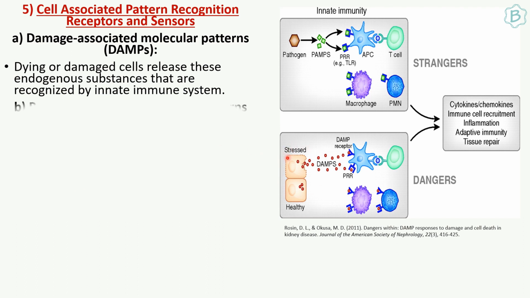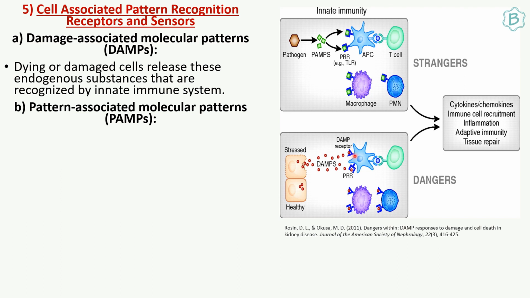They are only produced by the stress cells. They are not produced by any healthy cells. So the cell would go under stress if it is dying or if it has been damaged in some way. So these stress cells will release DAMPs. The DAMPs will then bind to a specific DAMP receptor which is on a phagocytic cell, and this will then lead to downstream induction of many different activities which would enhance the immunity.